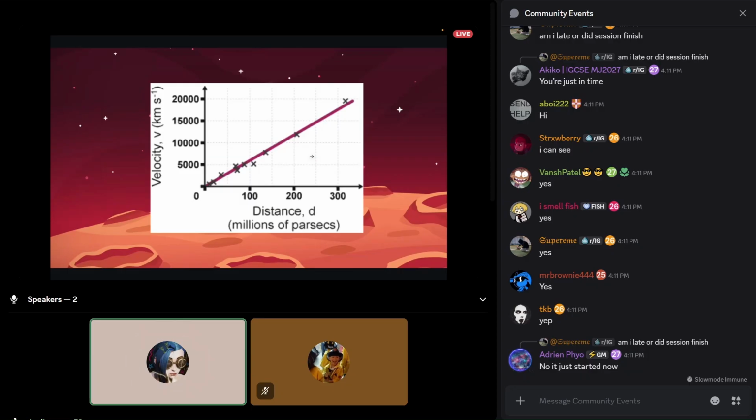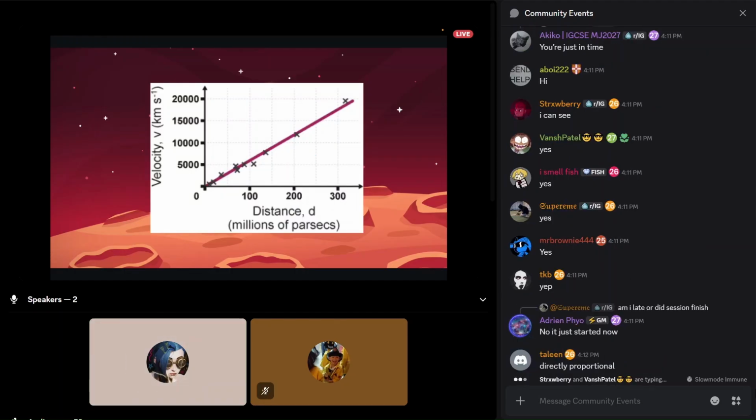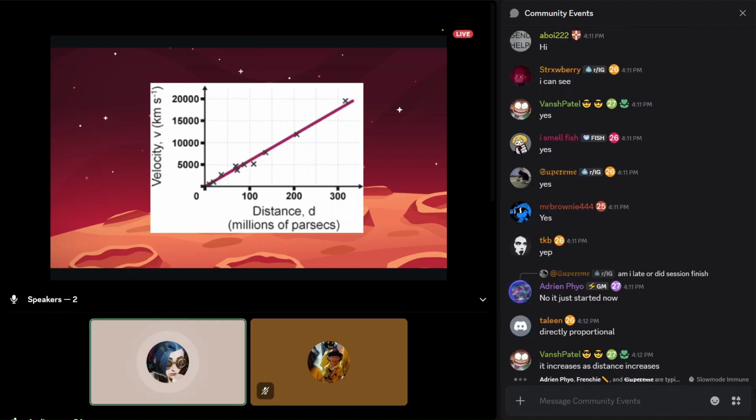Okay, so when you look at this graph, what do you think the velocity and the distance represent? What velocity is it measuring? The velocity of what? Can anyone answer in the chat? It's measuring the velocity of what? What is the velocity representing?